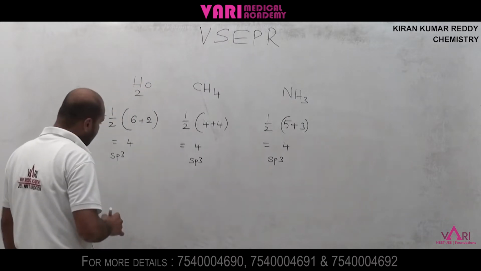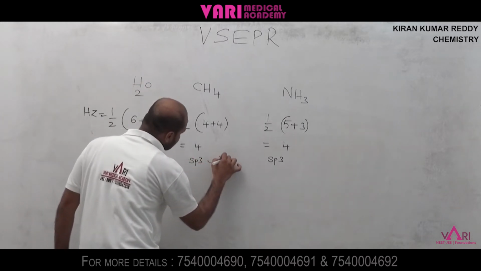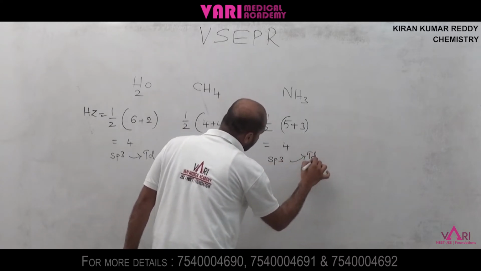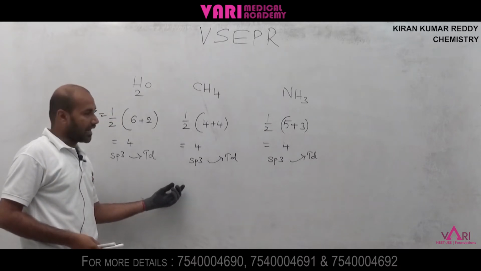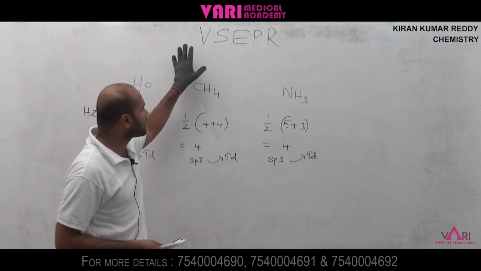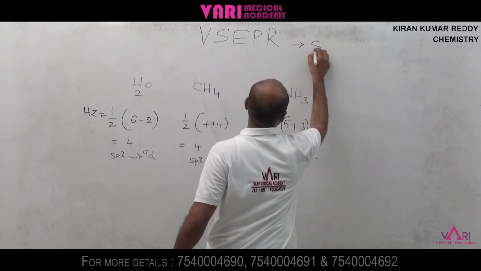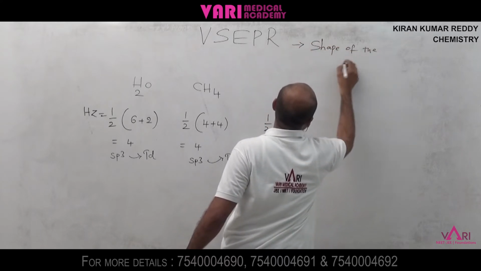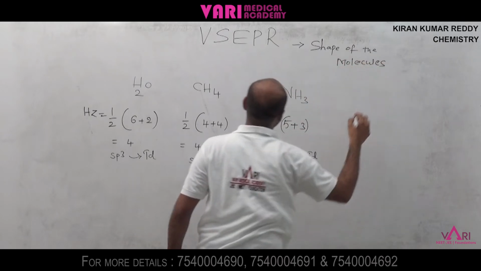What is the geometry? Tetrahedral geometry, and this one also tetrahedral geometry, and this one also tetrahedral geometry. In the last class I explained that hybridization is responsible for geometry. Now here VSEPR theory explains about the shape of the molecules. Very easy, the shape of the molecules will be explained by VSEPR.